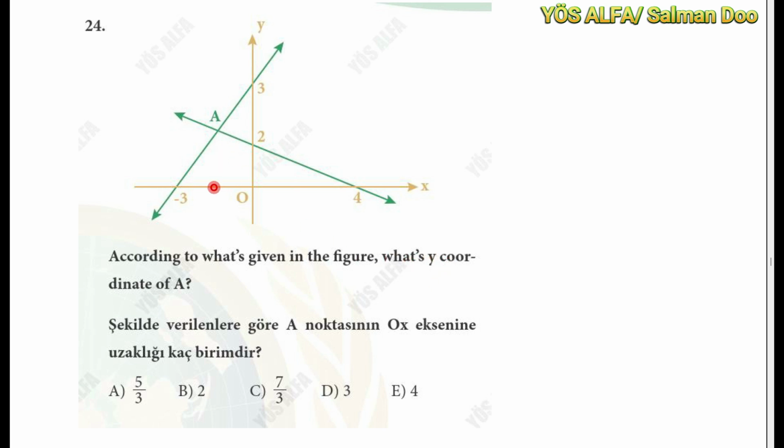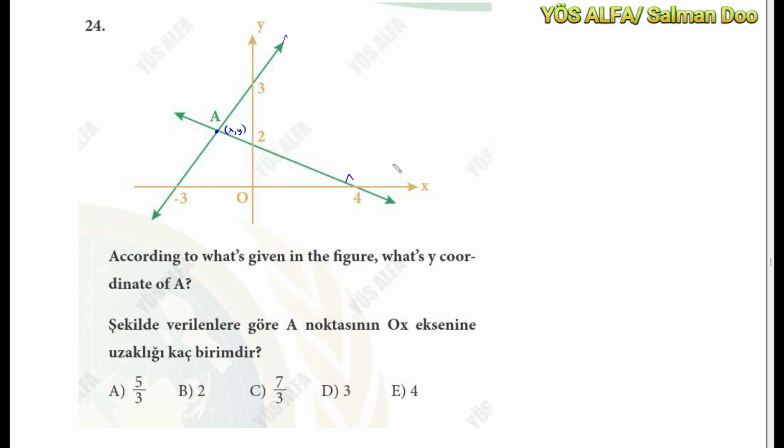Number 24. According to what's given in the figure, what's the y coordinate of A? So I'm asked to find this distance. To find the coordinates of A, we need to know the equations of this line and that line. And point A is the intersection of the two lines, meaning that the coordinate of A is the solution of the two equations given here.